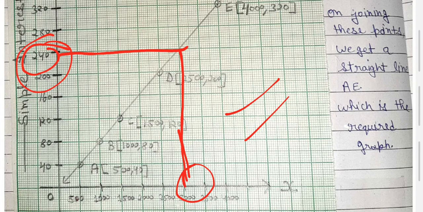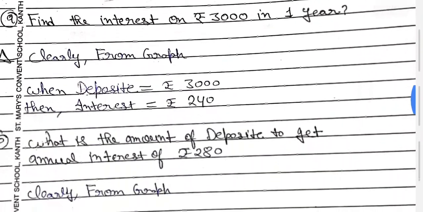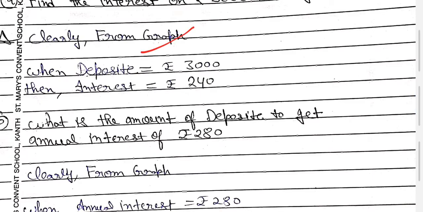There is no calculation, you have to find it directly with the help of the graph only. So I'm writing here: clearly from the graph, when the deposit is rupees 3000, then the interest is rupees 240. No problem, you can simply write that.